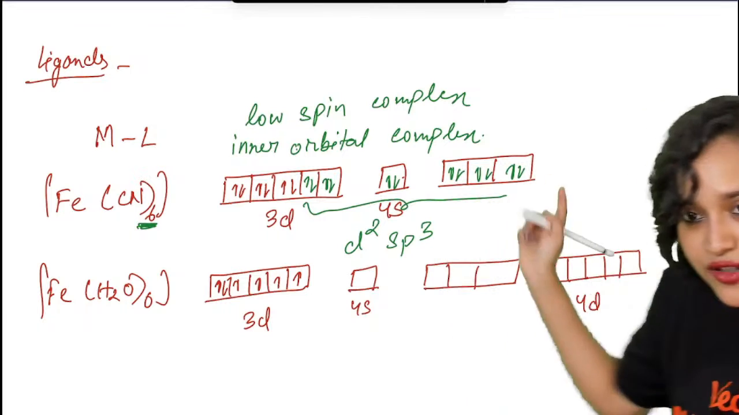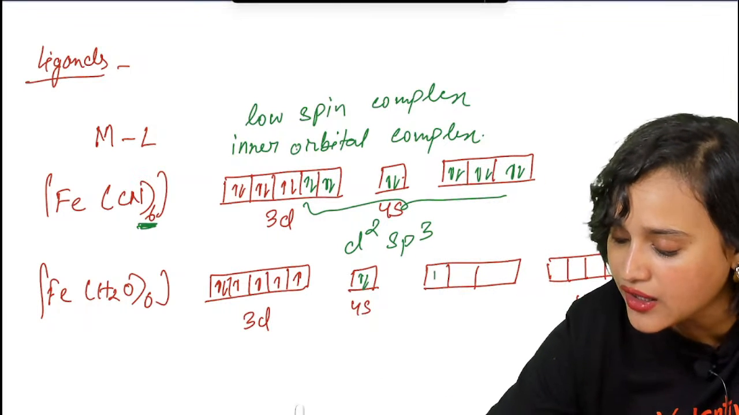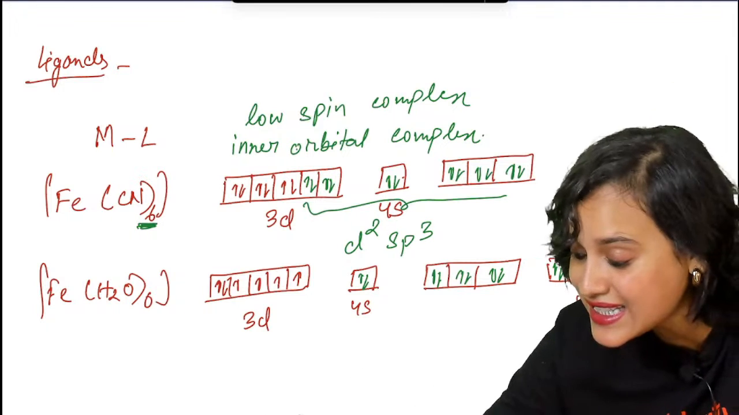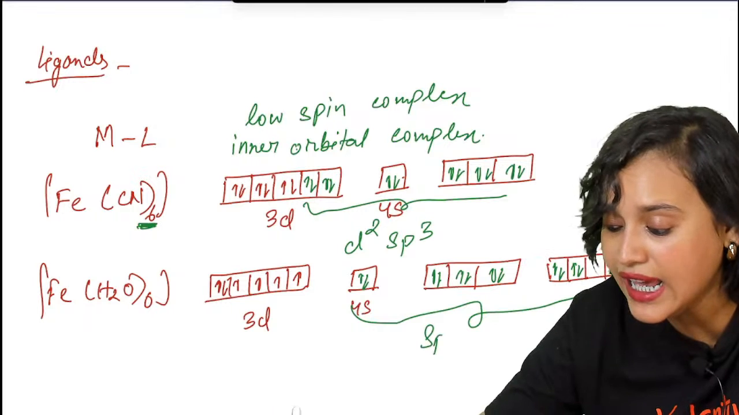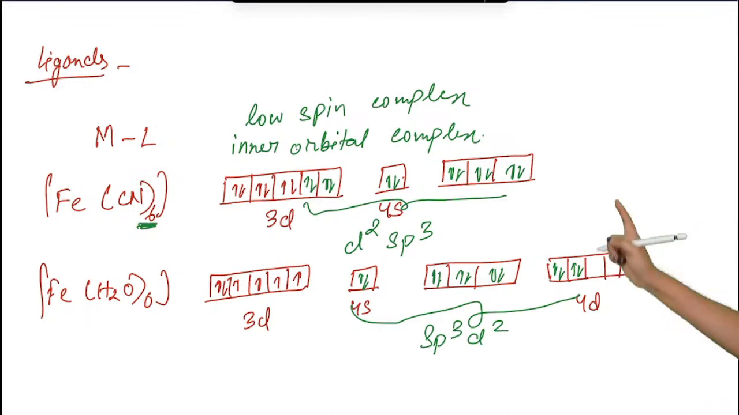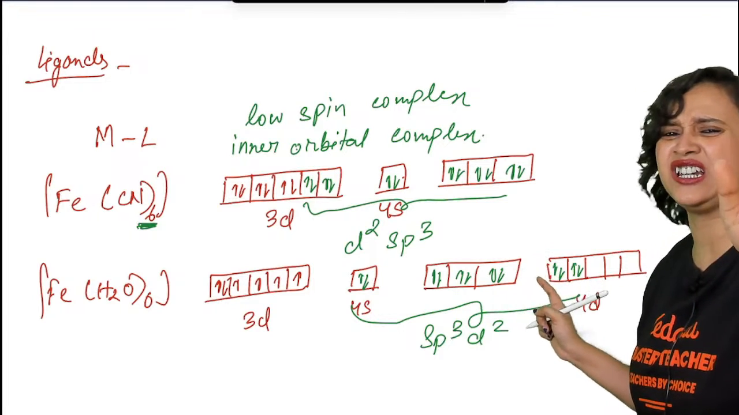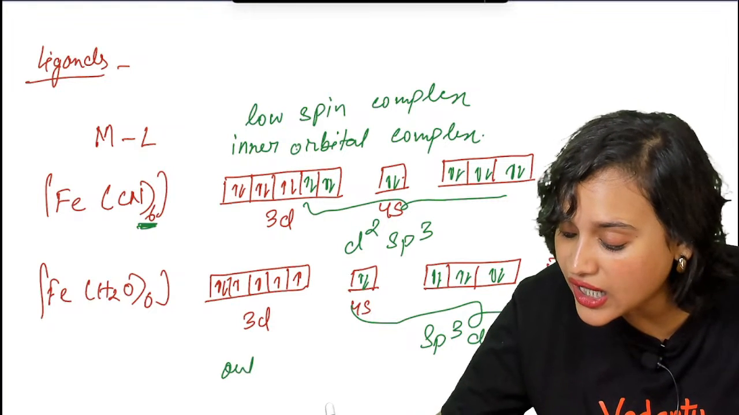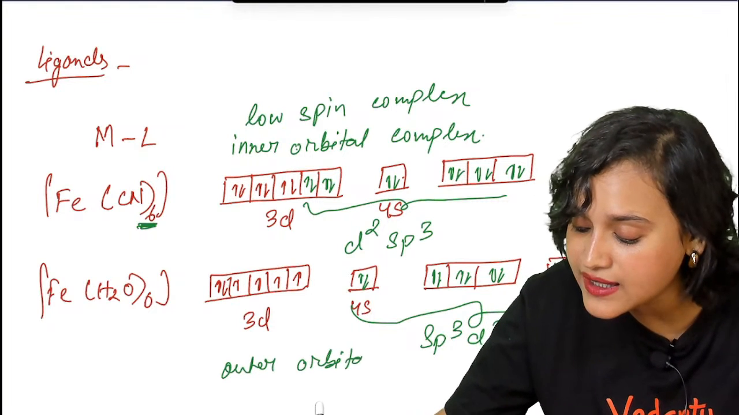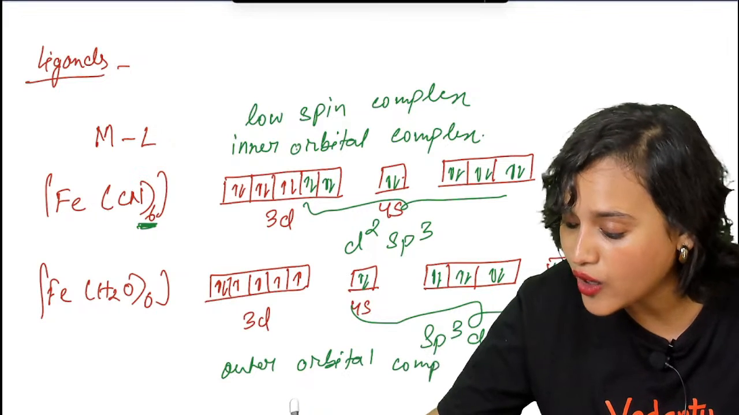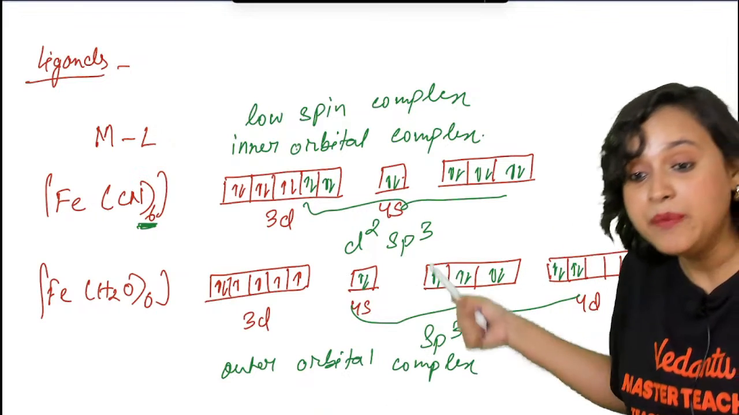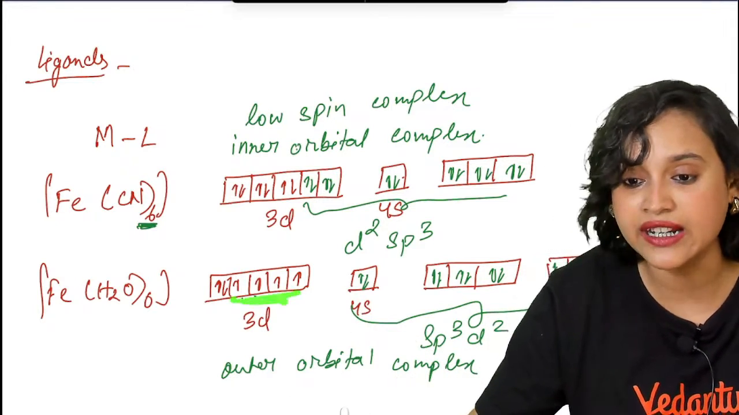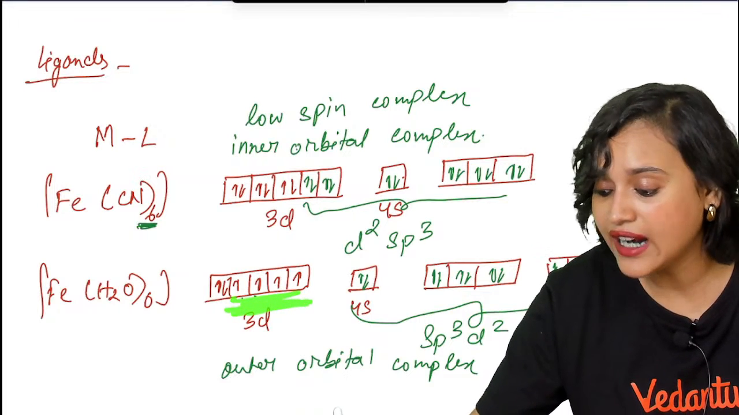Now see what H2O does. H2O will take 1, 2, 3, up to 12, and this time the hybridization becomes sp3d2. Because water said, I will take the outside room, this will be an outer orbital complex. And here you see there are 1, 1 electrons.